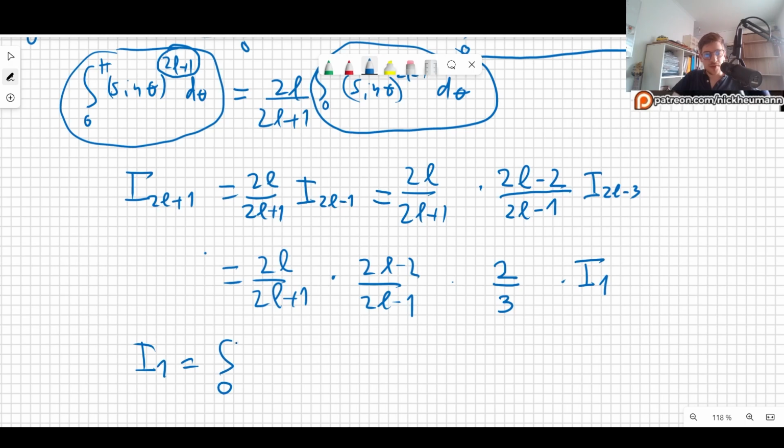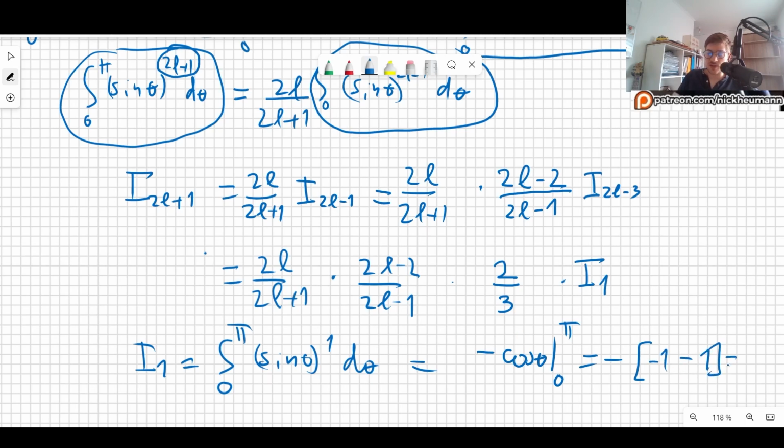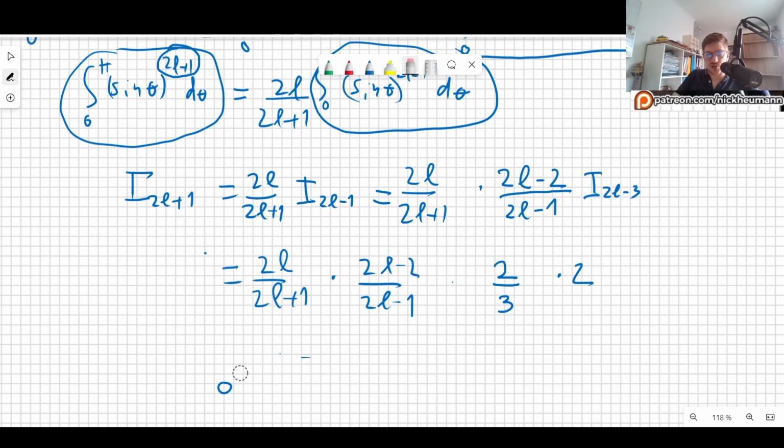Now the question is, what is I1? That will simply be the integral from 0 to pi of sine theta to the 1 power, which of course we know how to integrate. That is simply minus cosine of theta between 0 and pi, which will be minus cosine of theta at pi, which is minus 1, minus cosine theta at 0, which is 1. So we get 2. So I1 is simply 2, and we get times 2. Let me get rid of this because it was just to make a quick calculation.